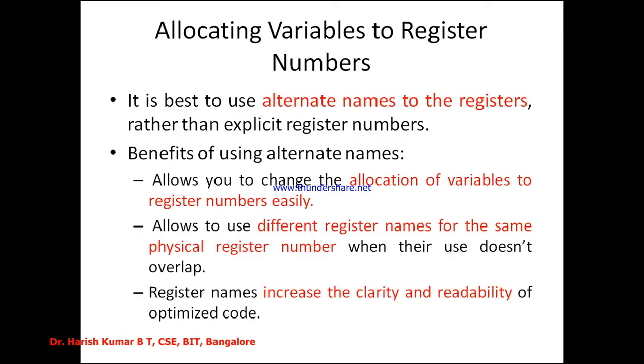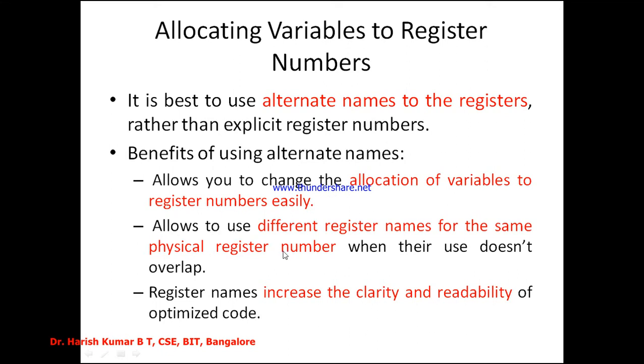Instead of doing this, if I have given an alternative name, say IRN0, now I can just change this. Instead of IRN0, I can make it IRN1. Now everywhere, my I will become register R1. So that is one important benefit of using alternate names.